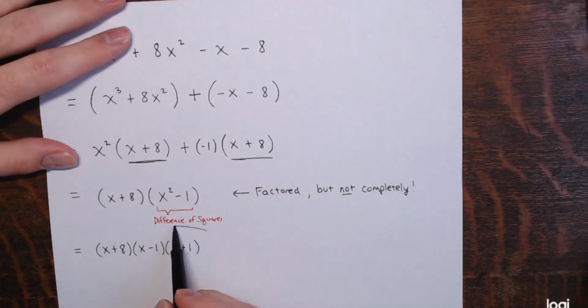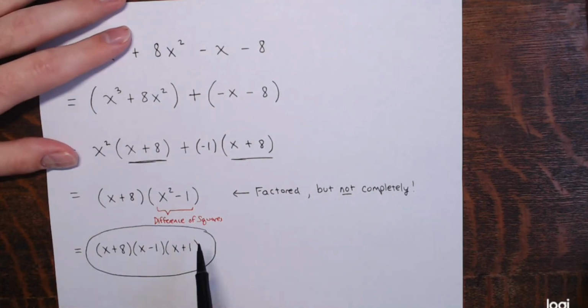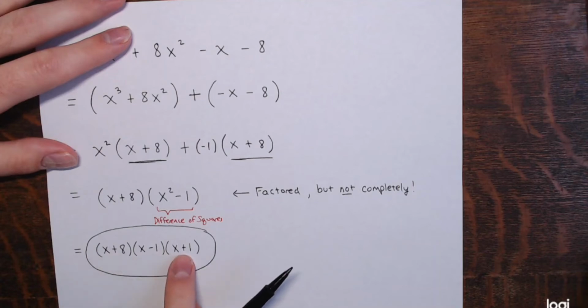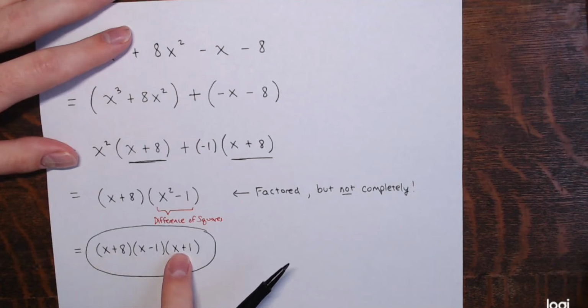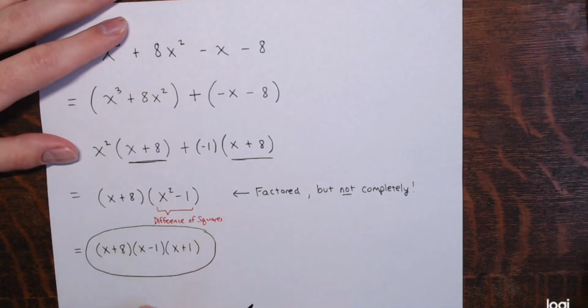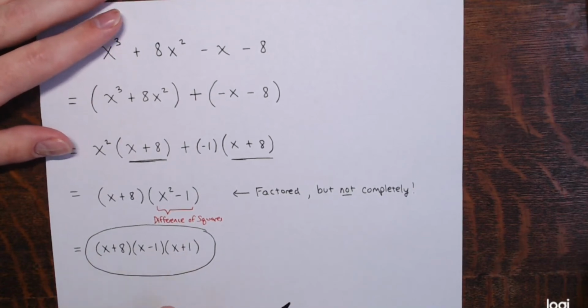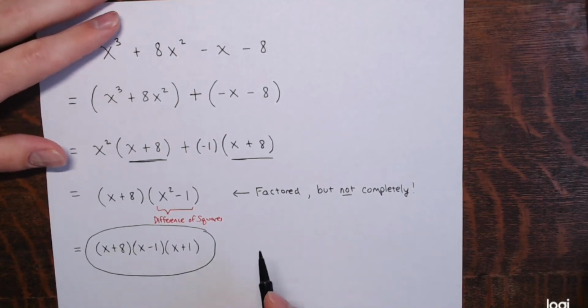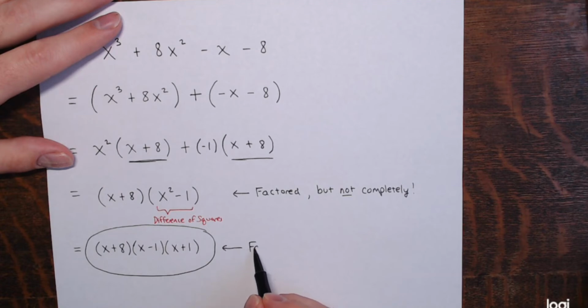And there you go. Once you get down to all linear factors, degree 1 factors, or irreducible degree 2 factors, quadratic factors that can't be factored, as you've seen in section 1.5 part 1, you have factored completely. This is now our original expression, factored completely. We can't go any further.